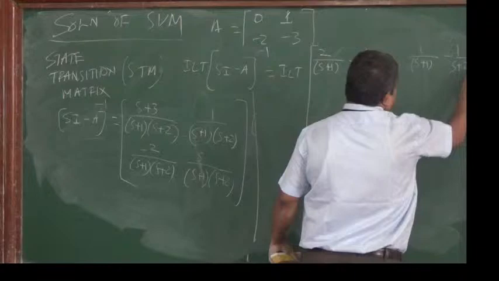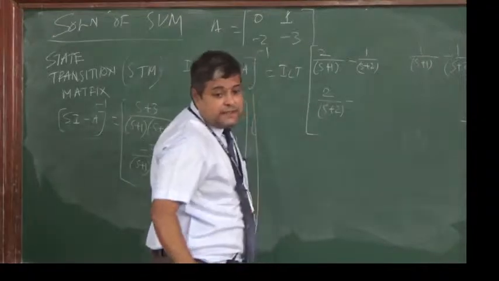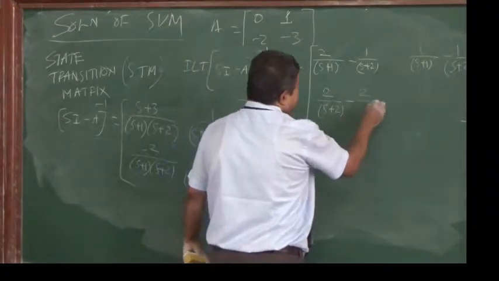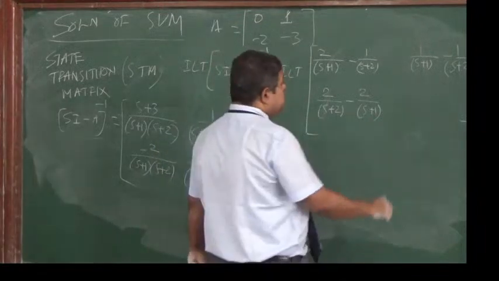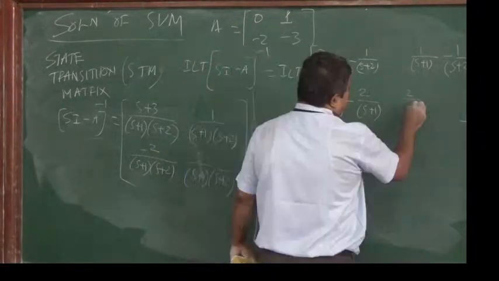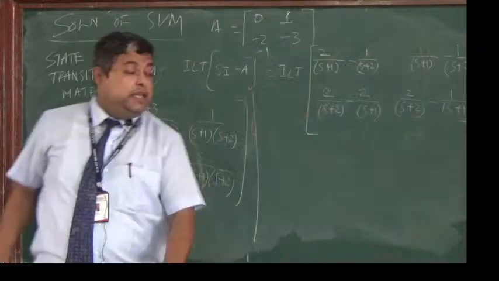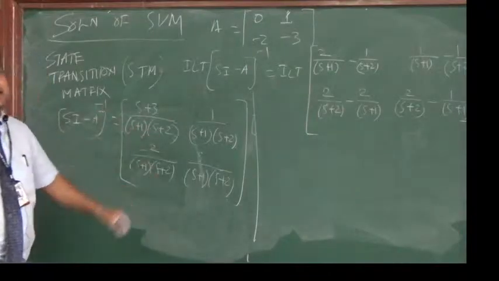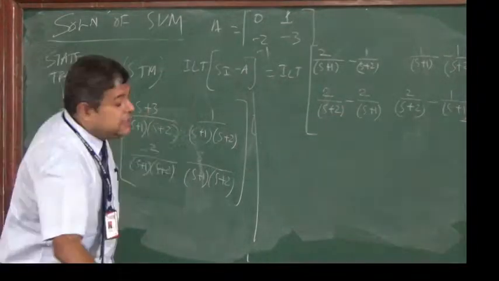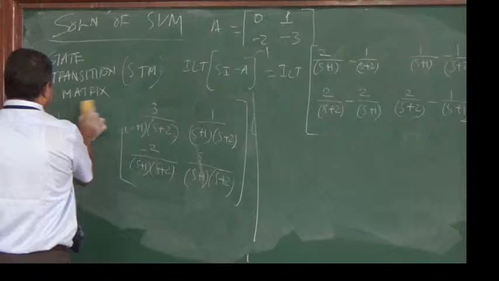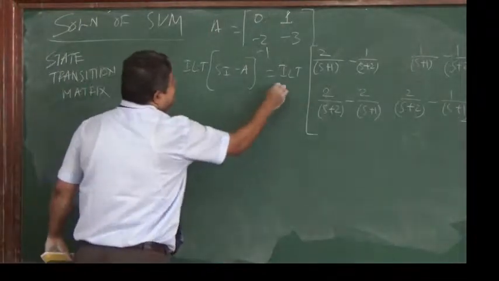And what is the next thing? 2 by s plus 2 minus 2 by s plus 1, and the last thing, this is 2 by s plus 2 minus 1 by s plus 1. That's it. So here this is sI minus A inverse. This is in compact form, and we are finding the partial fraction of each of these things, and we have got the partial fractions. Now the last step, the ILT of this part.